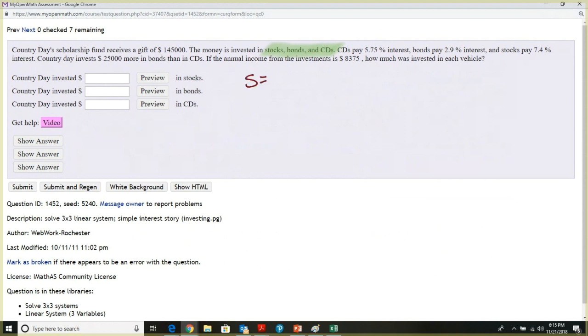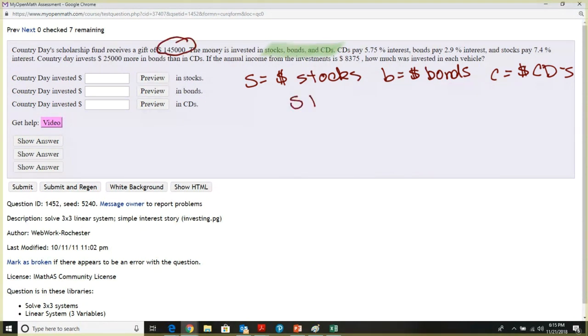I'm going to let S be the money that went into stocks. I'm going to let B be the money that went into bonds. And I'm going to let C be the amount of money that went into CDs. So now notice 3 unknowns, so we should be able to come up with 3 equations. So the first is that we're spending all this money. So S plus B plus C needs to equal 145,000.